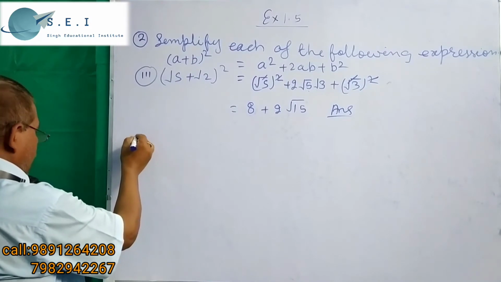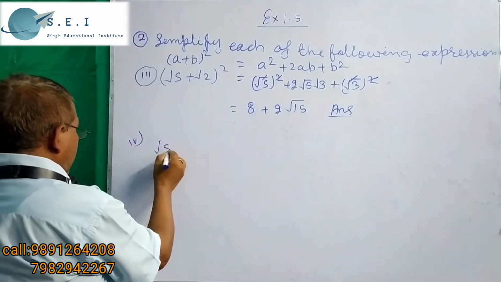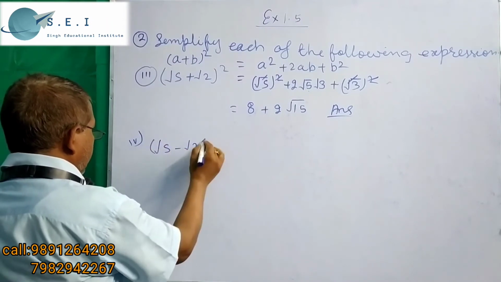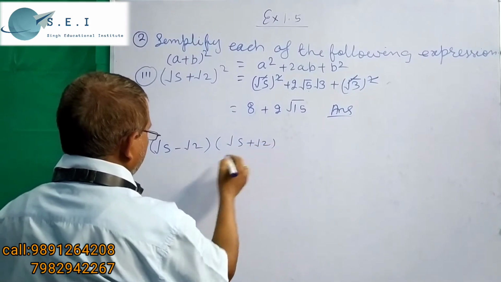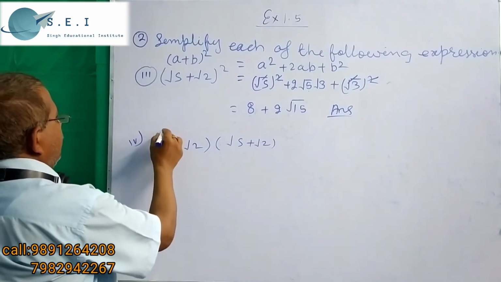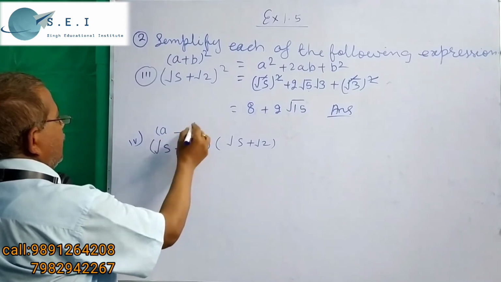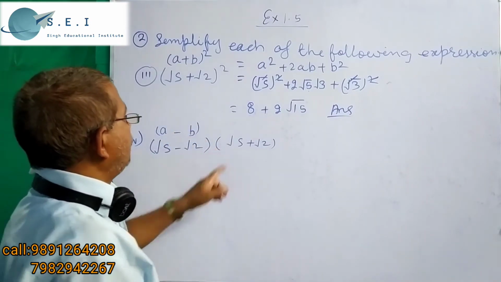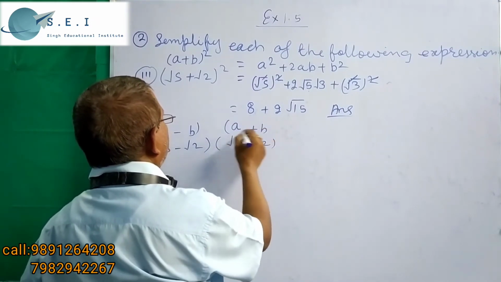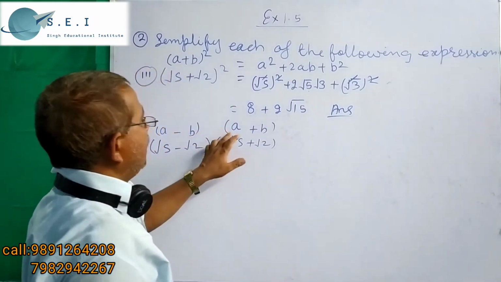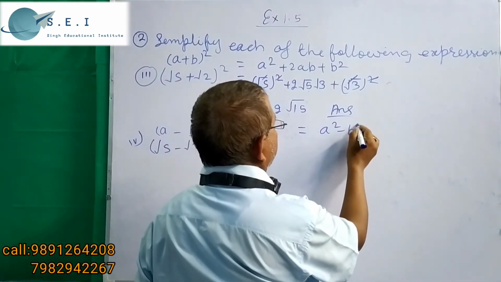Next part is 4, which is root under 5 minus root 2 multiplied by root under 5 plus root 2. In the same way, we assume root 5 as a and root 2 as b, so it is a minus b multiplied by a plus b. The identity is a square minus b square.